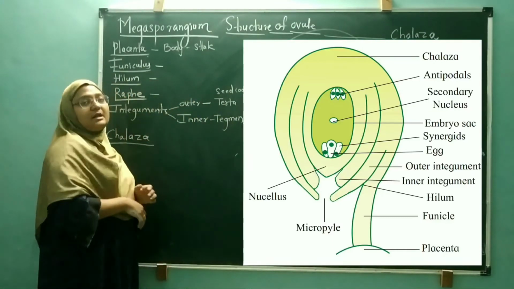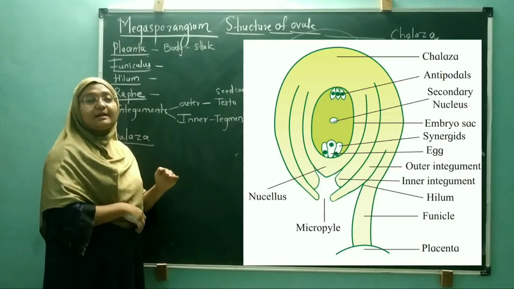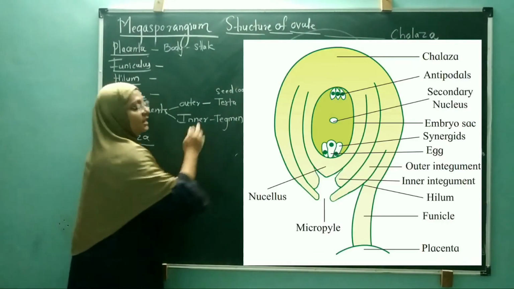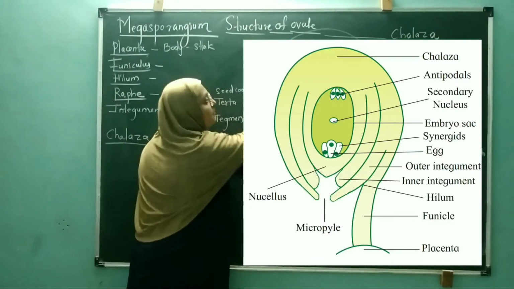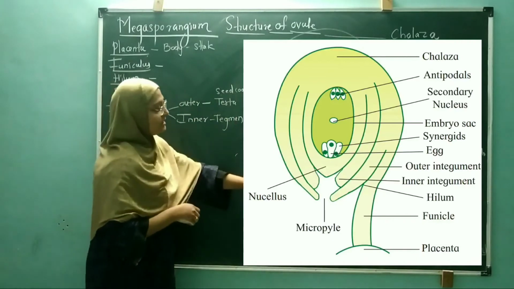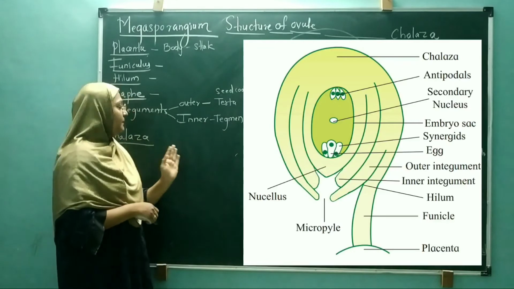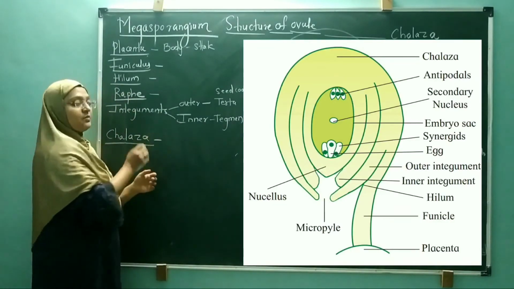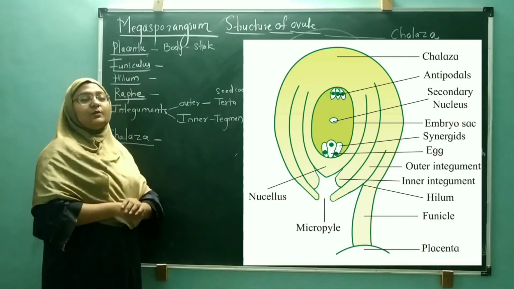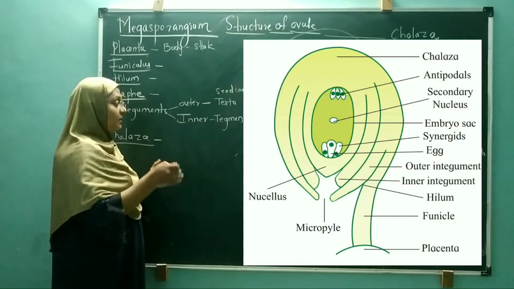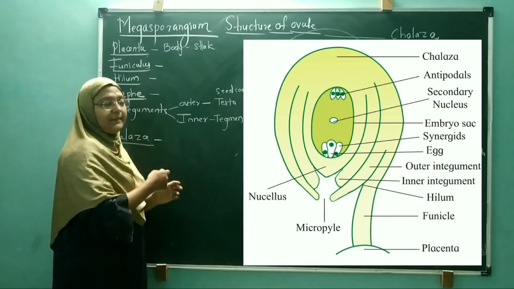So this is the chalaza, and this chalaza is exactly opposite to the funiculus and micropyle. इसके opposite sides में chalaza situated है. Okay, the chalaza. Sometimes what happens when the pollen tubes are coming towards the female gametophyte.